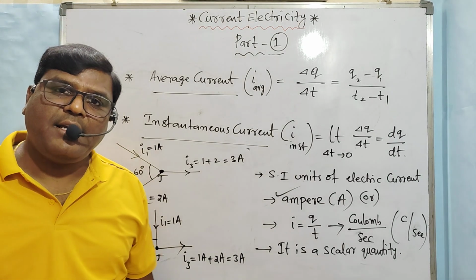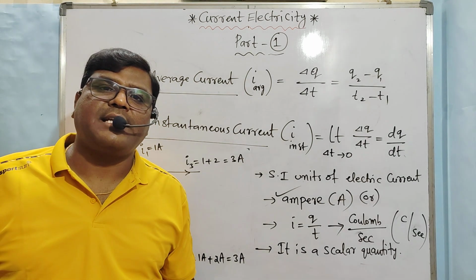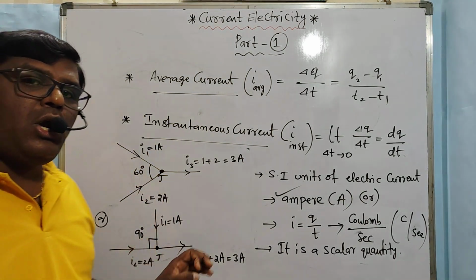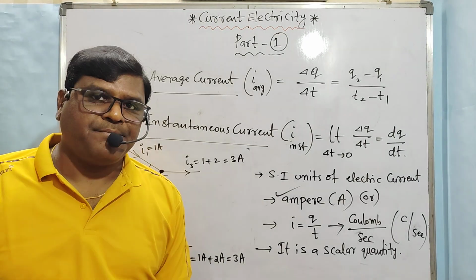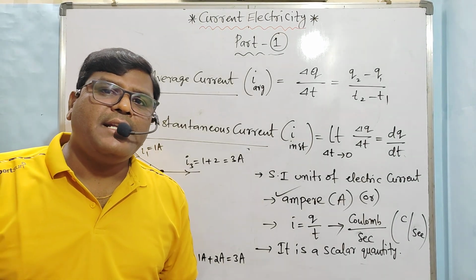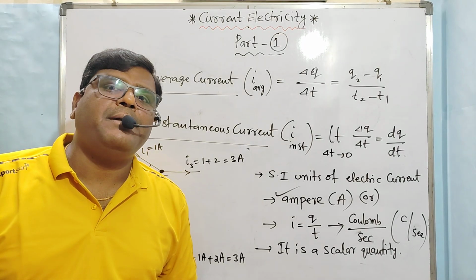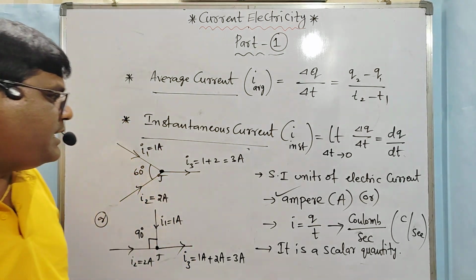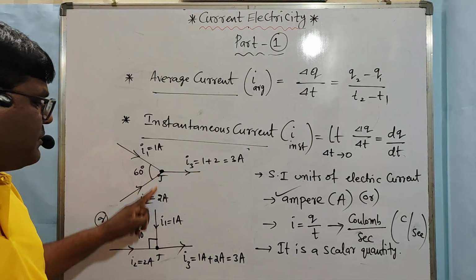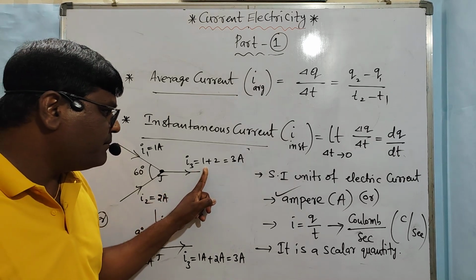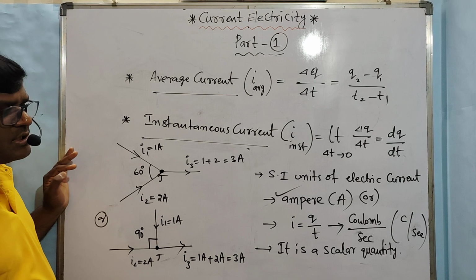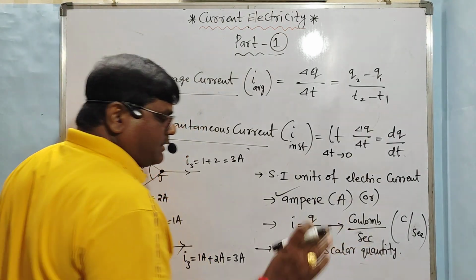So that is the reason why electric current is a scalar quantity, because it does not obey the law of vector addition. Only one reason: it is independent of the angle between the electric currents. It depends only upon the magnitude of the electric currents, right? So that is the reason why electric current is a scalar quantity, not a vector quantity.